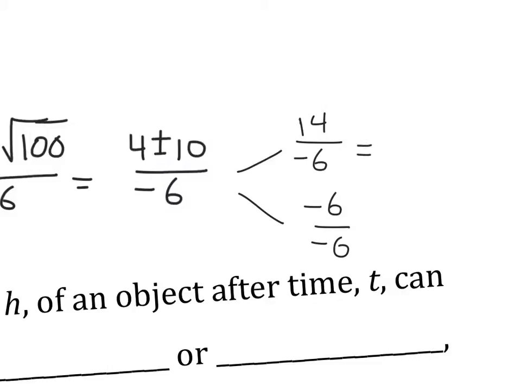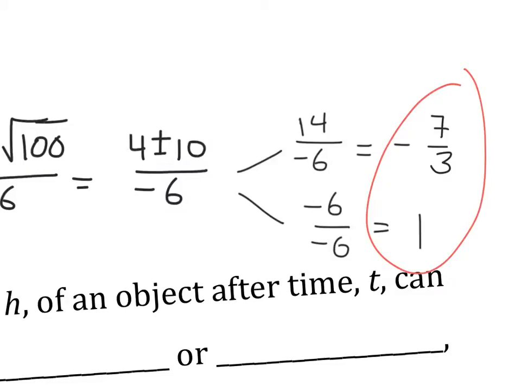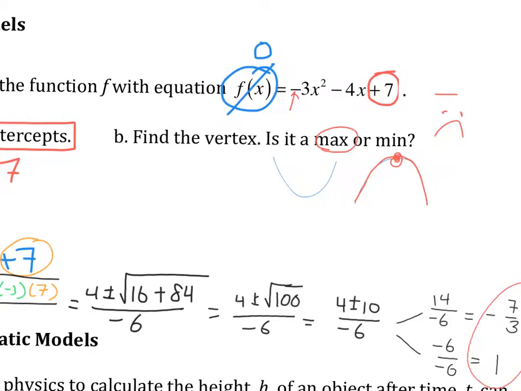So here are my two solutions. So here are my two x-intercepts. In other words, it'll cross the x-axis at negative 2 1/3 or at positive 1. And depending on context, one of these might not make sense in the real world.